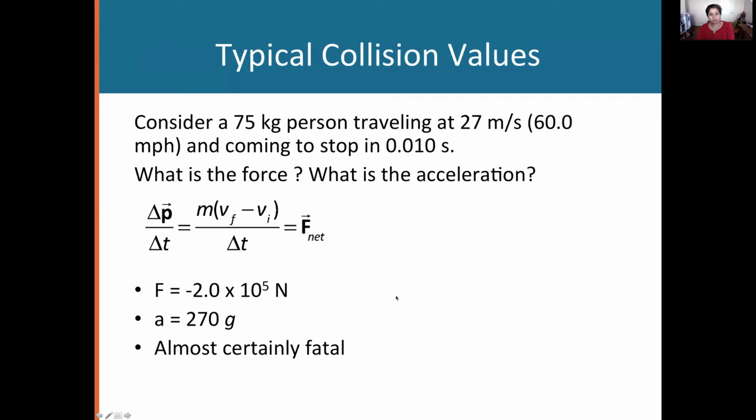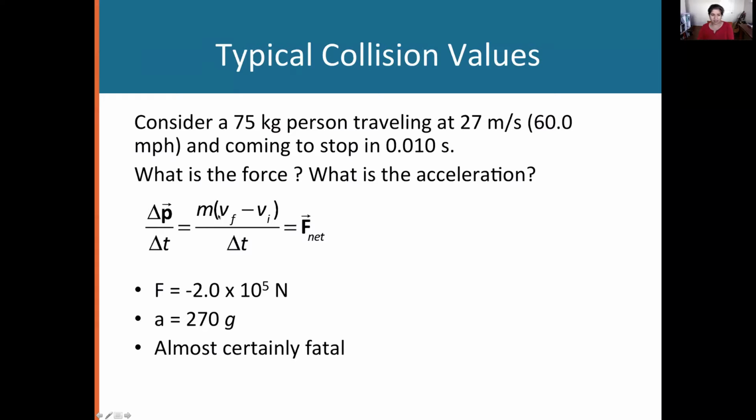Consider a 75 kg person traveling at 27 meters per second, which is the same as 60 miles per hour, coming to a stop in 0.01 second. These are fairly typical values, okay? This is without a seatbelt. What is the force and what is the acceleration? So to get the force, we need the acceleration. Let's get the force from the change in momentum. The final velocity is going to be 0, right? And we know force equals delta P over delta T.